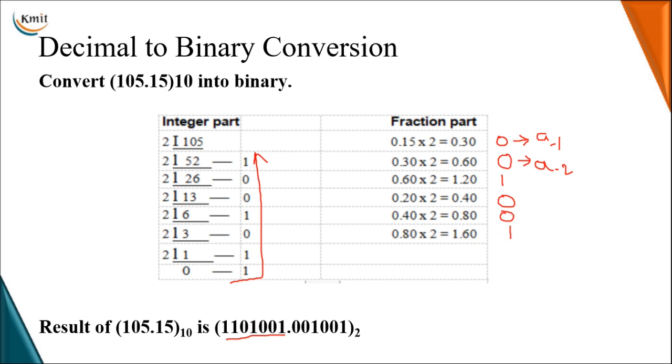So now I stop here after 6 multiplications, because we may not get the fraction to be 0. Hence we stop after 6 multiplications and write all the integers. So a minus 1 will be the first bit of your fractional number, a minus 2 is the second bit, and writing all the integers from top to bottom, we get the equivalent. We combine the result of the integer conversion as well as the fractional conversion, which gives the equivalent of the mixed decimal number 105.15 to the base of 10.